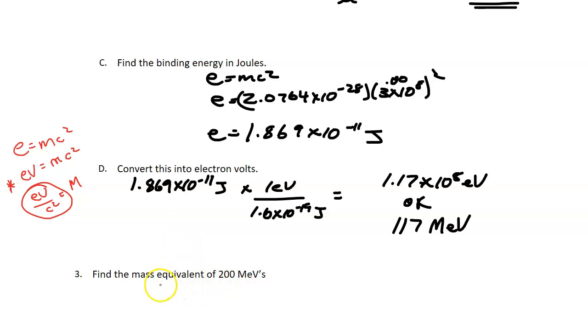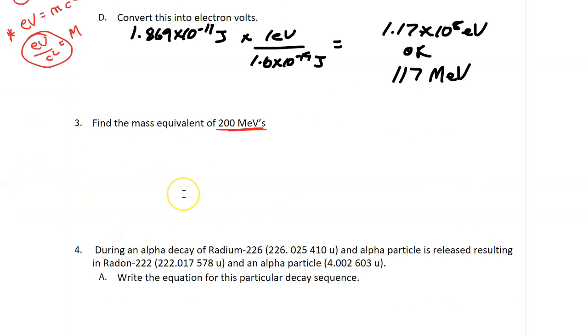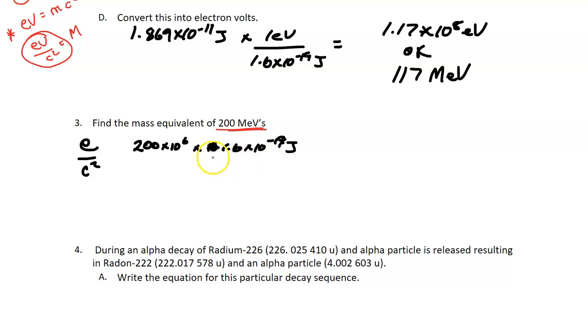So if we wanted to find the mass equivalent of 200 mega electron volts, that's going to use that manipulation that we've just got, E over c squared. 200 mega electron volts, or 200 times 10 to the 6 electron volts. First thing we're going to do is convert that into joules. That's 1.6 times 10 to the negative 19 joules per electron volt. So the number of joules here actually is 3.2 times 10 to the negative 11 joules.